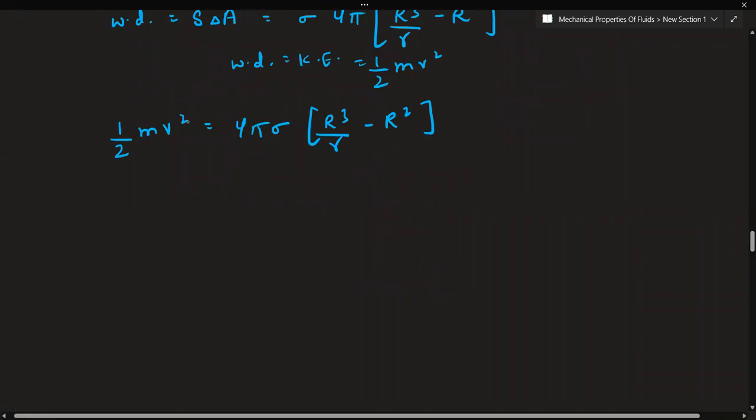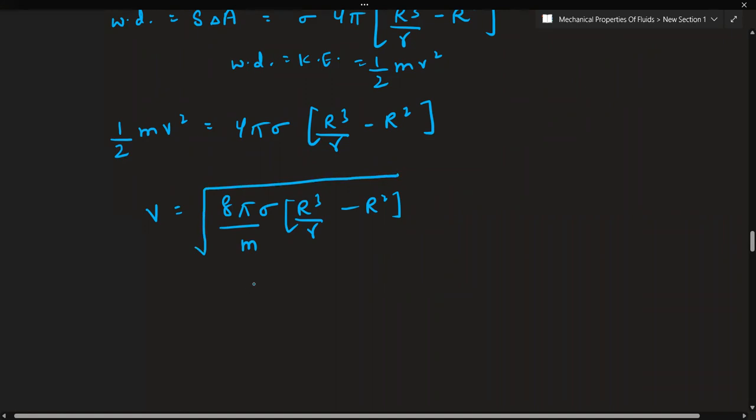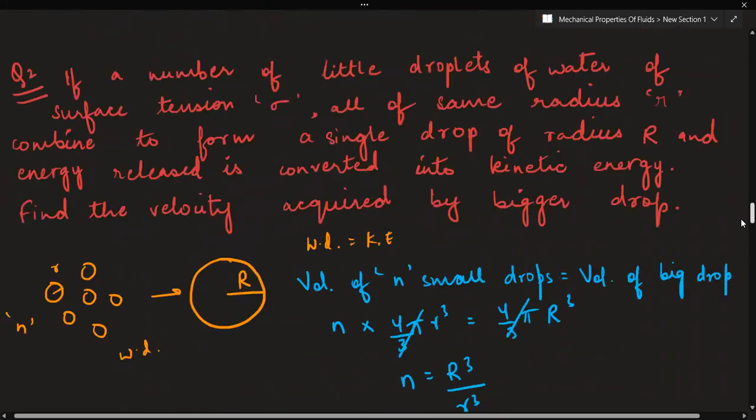Now see, we have to find out this velocity. Velocity will be given, you can multiply this 2 with this 4 pi, so that will give us 8 pi sigma R cube by small r minus r square. Now this mass will get divided and the square would be replaced by an under root sign, meaning to the power half. Now see, m is also not given to us. If you carefully look in the question, mass is not given to you.